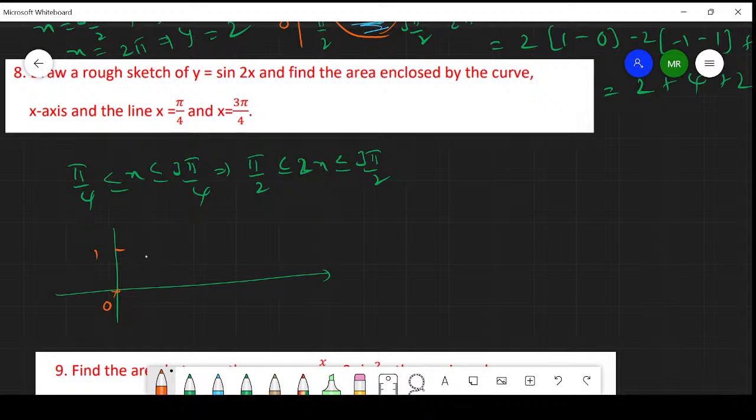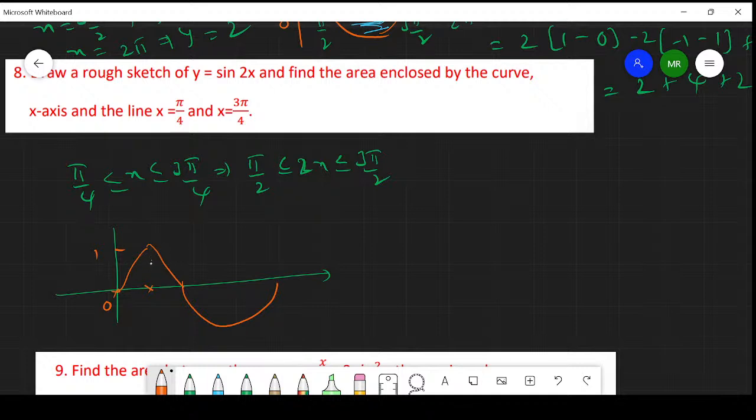So the graph will go like this. Sine 0 is 0, it will go like this, at pi by 4, 1. And if we substitute pi by 2, 2 into pi by 2, sine pi, 0 it will come. So it will come at pi by 2, that will be 0. It touches like this, correct. The graph will go like this.